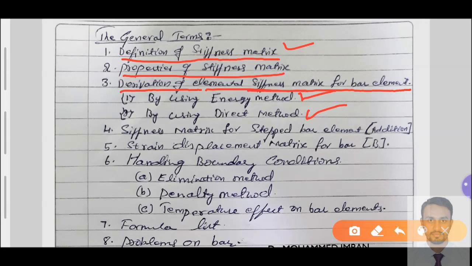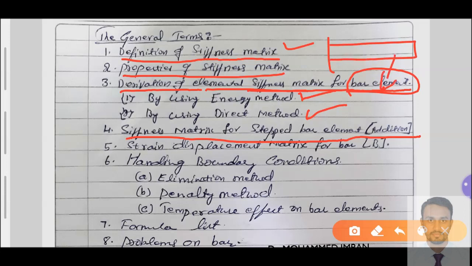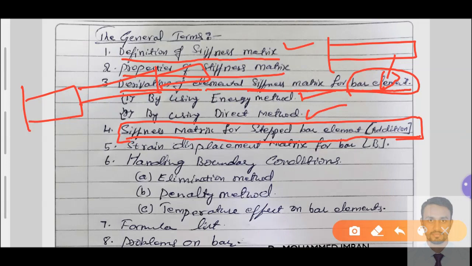Next, the stiffness matrix for a stepped bar element. Here we'll get a generalized stiffness matrix for a bar element. We'll get a stiffness matrix for two steps, considering only a single bar element, and derive a generalized equation. After that we'll get the idea of how to get the stiffness matrix for multiple steps of a bar element, that is a common stiffness matrix. No need for the derivation; we just need to get the elemental stiffness matrix for a stepped bar element.